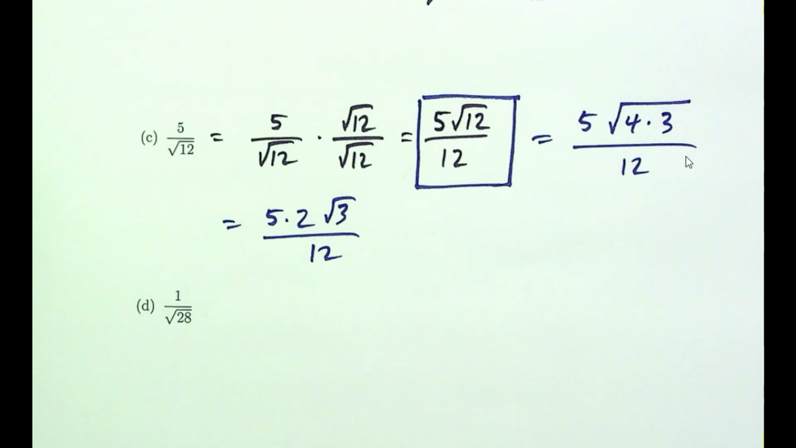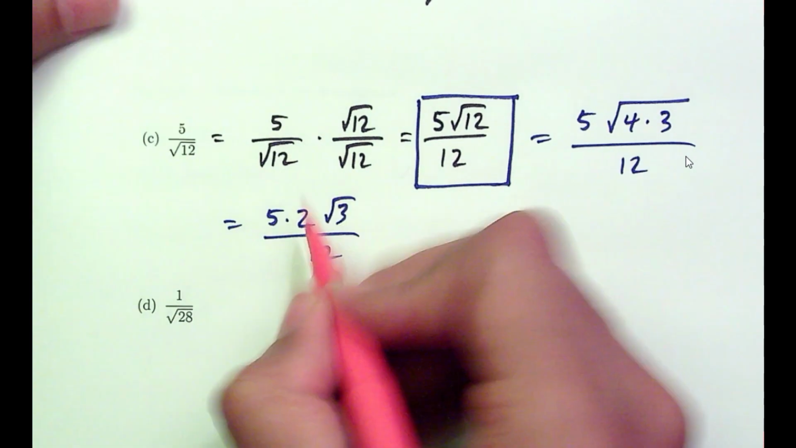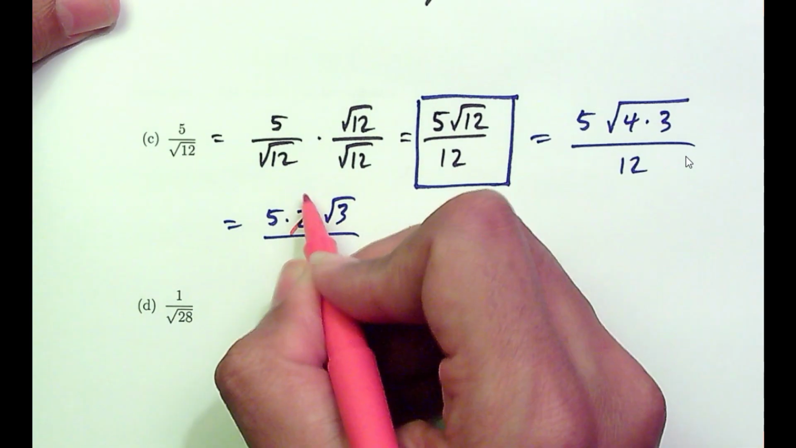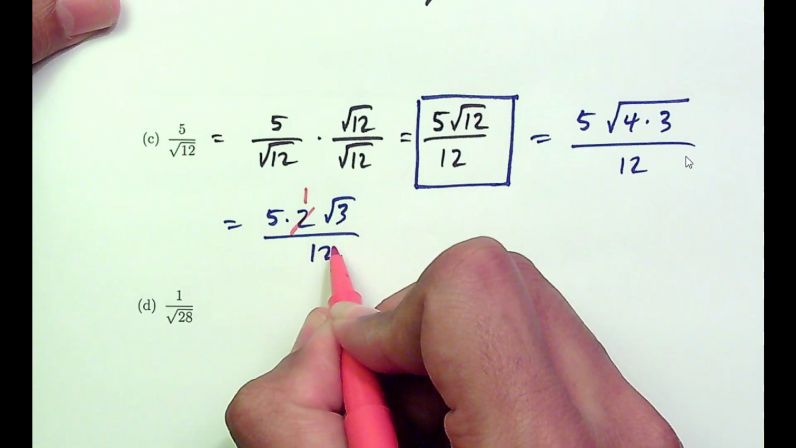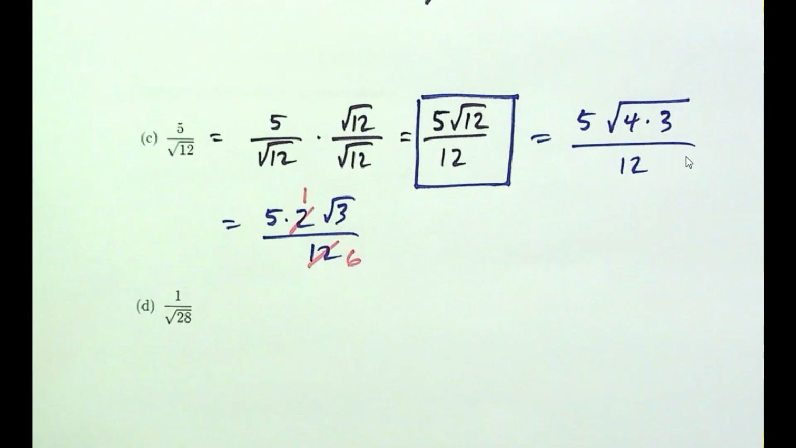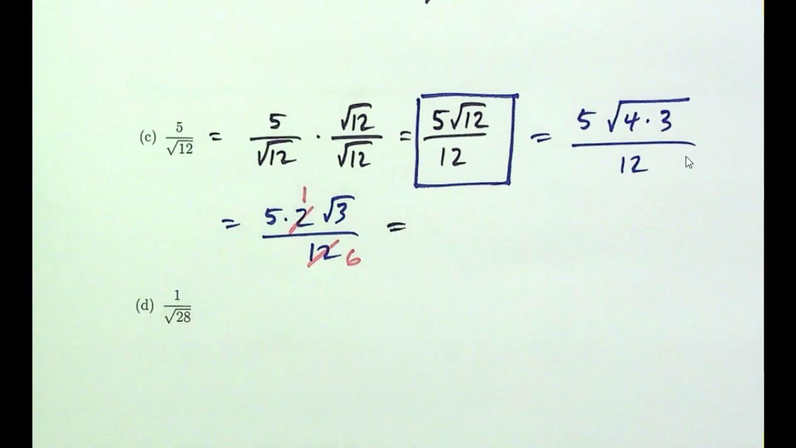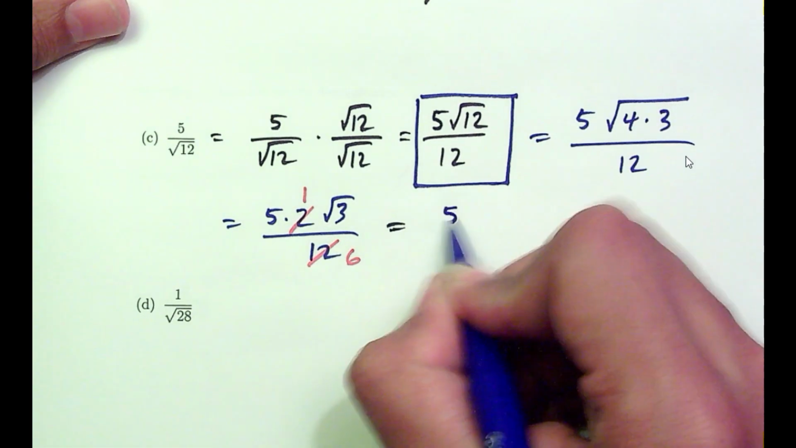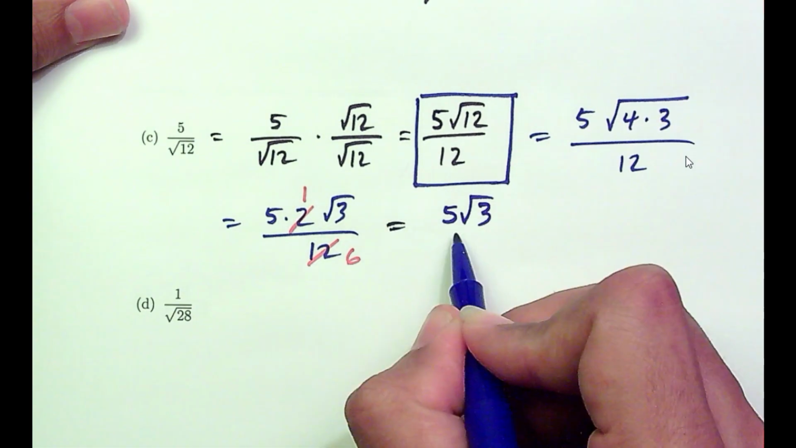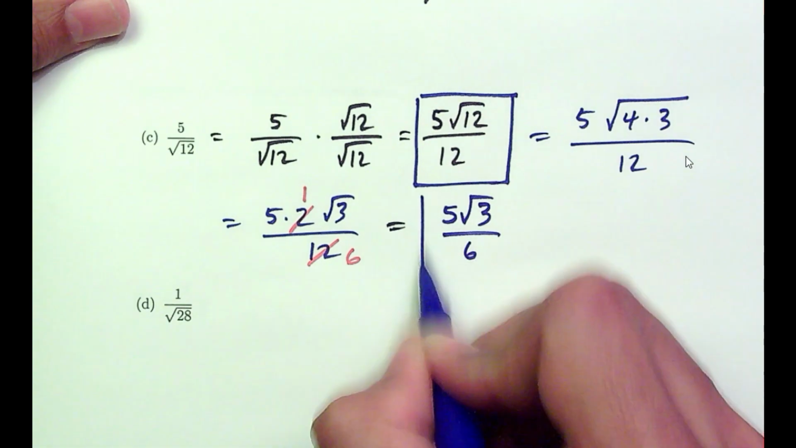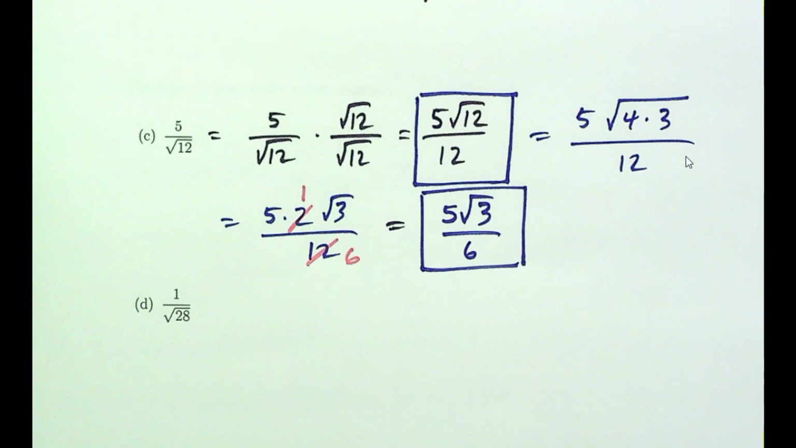And now I can cancel a common 2 from the top and from the bottom. So divide top and bottom by 2. That's going to cancel and give me 1, which you don't have to write, and then dividing the 12 by 2 gives you 6. So the final answer will be 5 square root of 3 over 6.